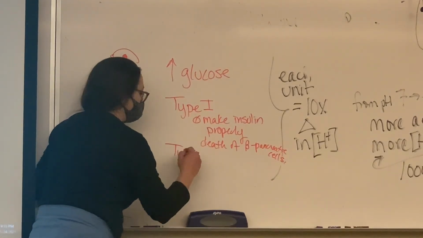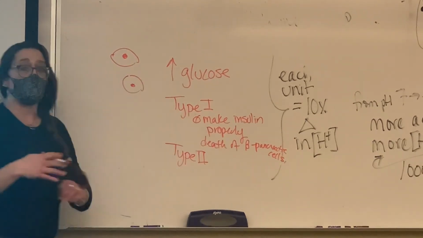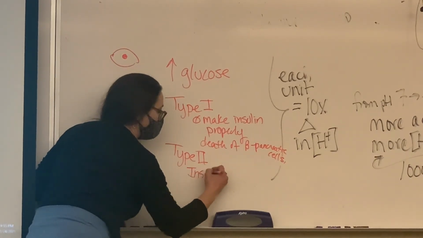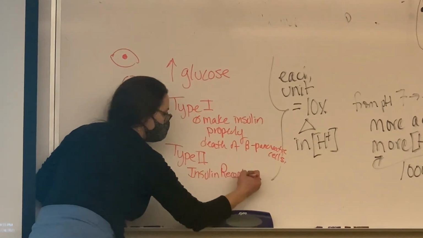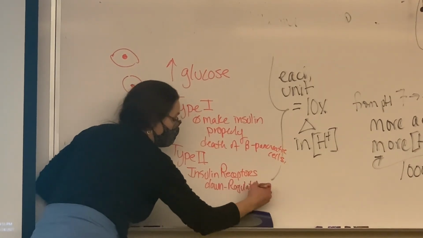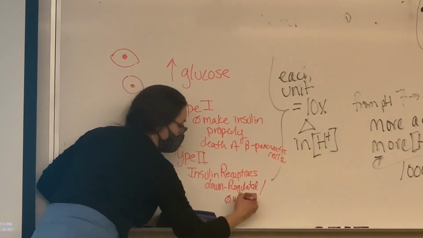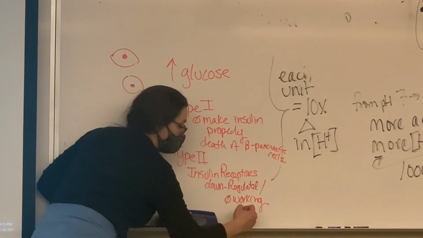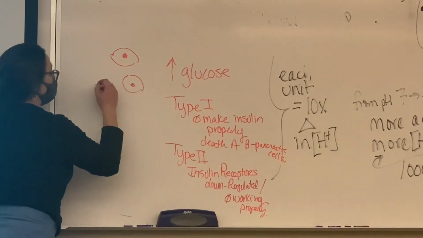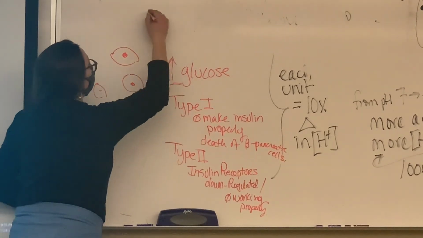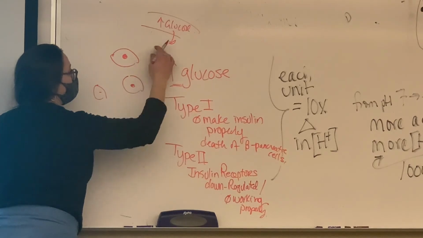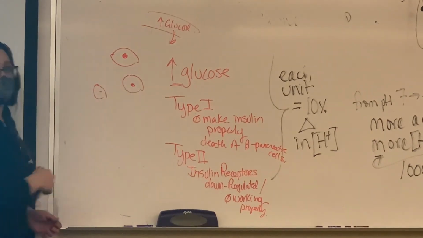Or you can have type 2 diabetes. Type 2 is where you make insulin just fine. No problem making the insulin. Here the problem is that your insulin receptors aren't working. Insulin receptors have either downregulated, so you don't have enough of them, or they're not working properly. But your insulin levels are fine. And the end result is basically the same, and that is that you've got all this glucose in your blood. That glucose diffuses out of your bloodstream into your interstitial fluids, and then you can't get it into your cells.